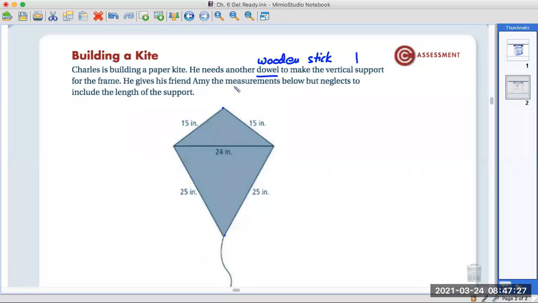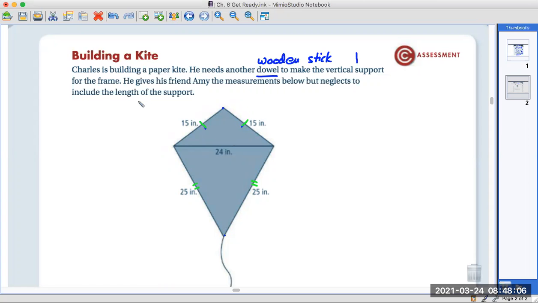He gives his friend Amy the measurements below, but neglects to include the length of the support. So the measurements are 15 inches here. Remember, this is an isosceles triangle. So you want to take this shape apart into its different parts. Look, the one I'm outlining right here is an isosceles triangle, right? And the same on the bottom. The bottom part is also an isosceles triangle. So everything we know about an isosceles triangle, you can apply here.